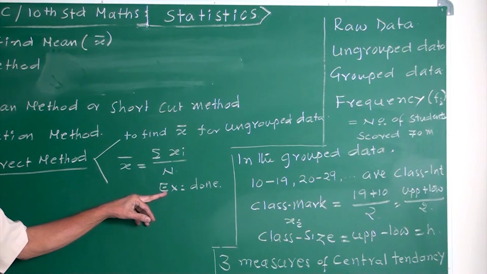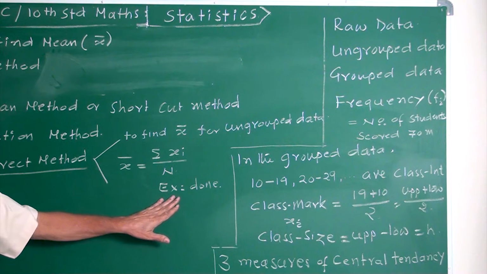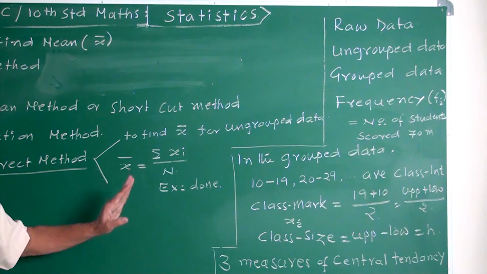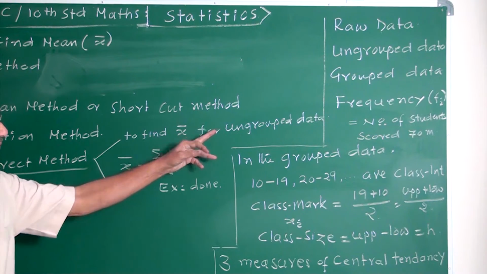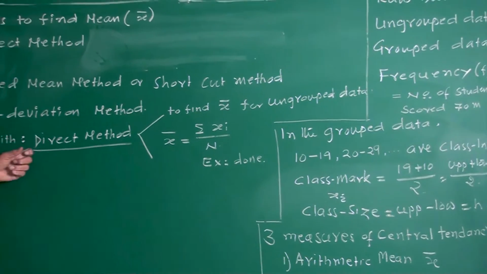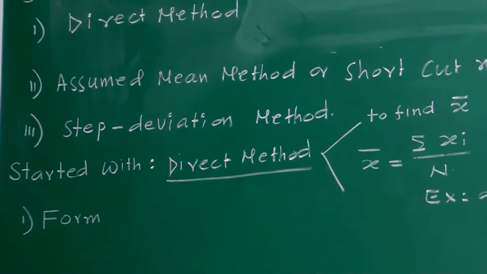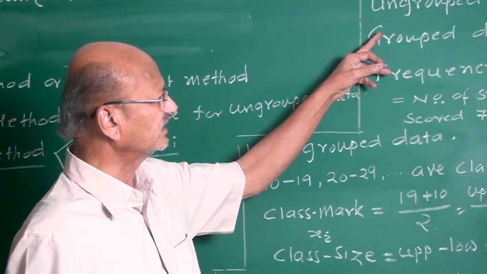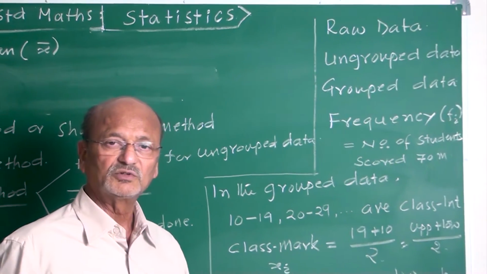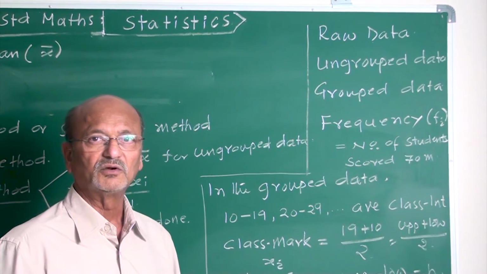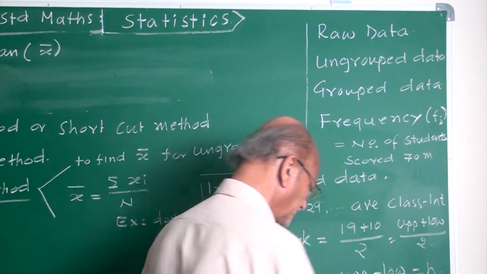I did one example yesterday. It is very rare, but you must know the method. Sometimes we get it directly in objective type questions, because it comes under 1 mark, and they may ask simple examples for ungrouped data. Ungrouped, we have done one example. Now we have to find x bar for grouped data. First I give the formula, then I do examples.